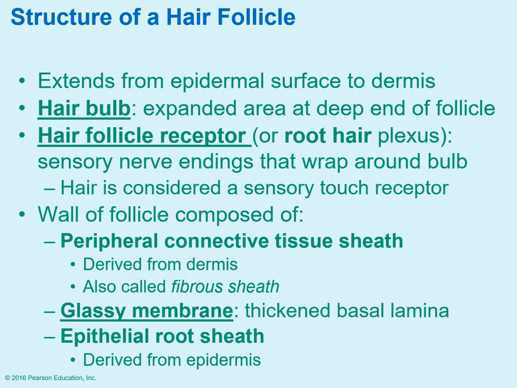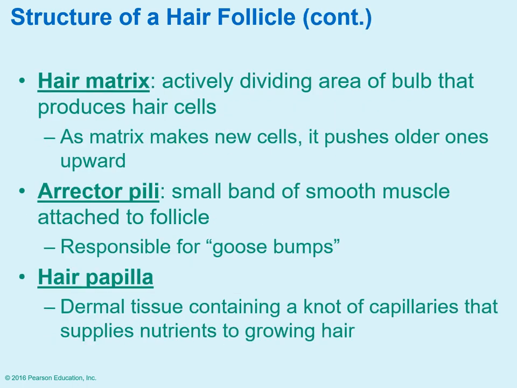There are several additional layers of the wall around the follicle where there's connective tissue. There's a membrane, and then you've got the root sheath. So the hair matrix, that's the area of the bulb where the hair cells are actively dividing, and what happens is as a cell divides, kind of like what we saw with the epidermis, one cell stays there and then it pushes the older ones upward. And so it keeps getting pushed up.